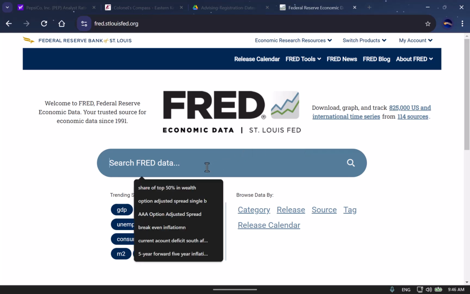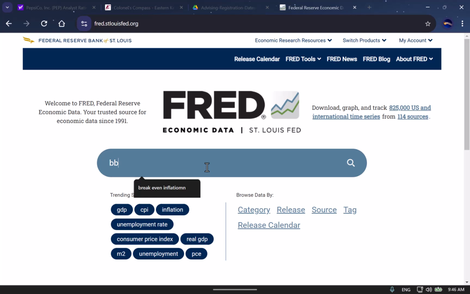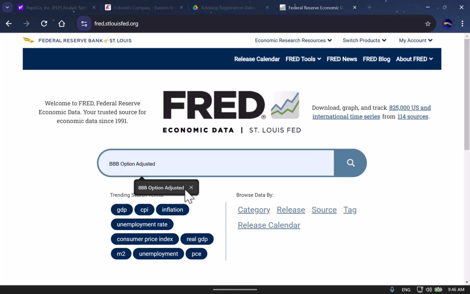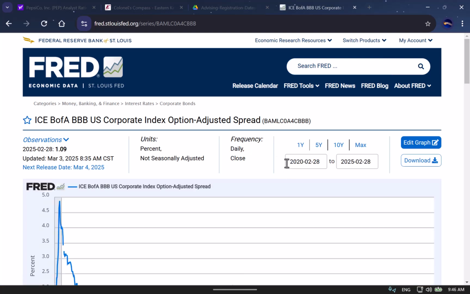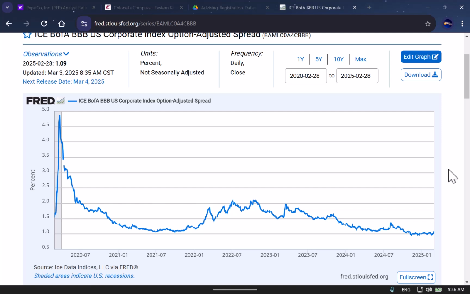And for example, let's look at triple B option adjusted spread. And I'm going to tell you what that option adjusted means. Triple B, this is the rating category by Standard & Poor's. The equivalent for Moody's would be Baa. It's the lowest grade, lowest bond rating you can get, but still considered investment grade.